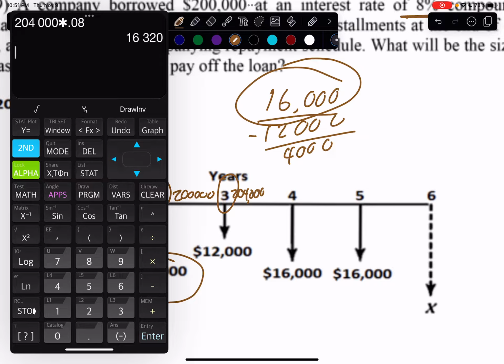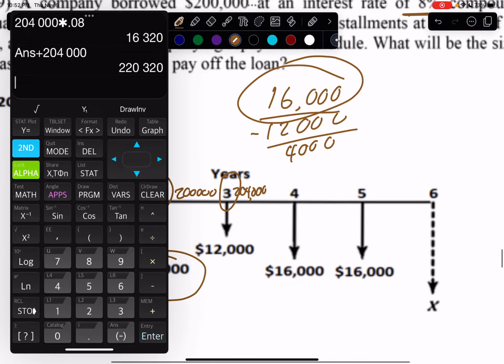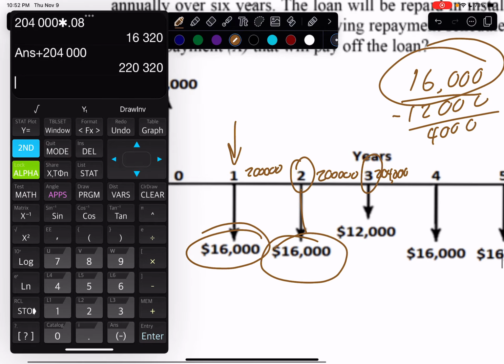So now you're going to be charged $16,320. So let's add that back to our loan of $204,000. So now at the end of this, from year 4, let's see if I get this right.